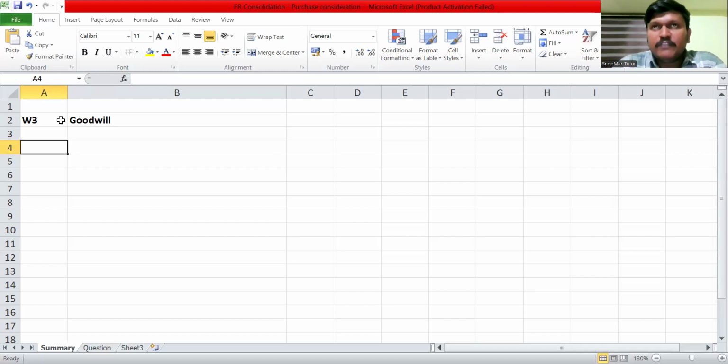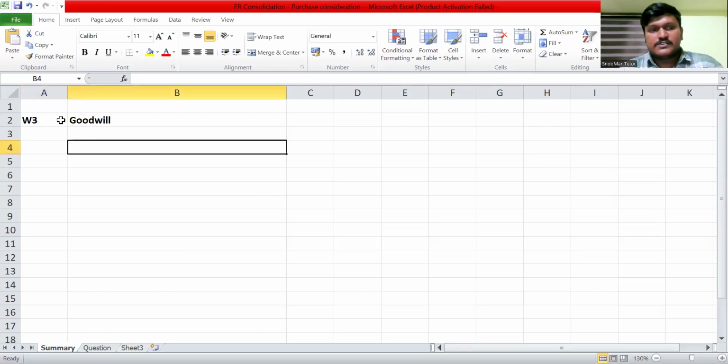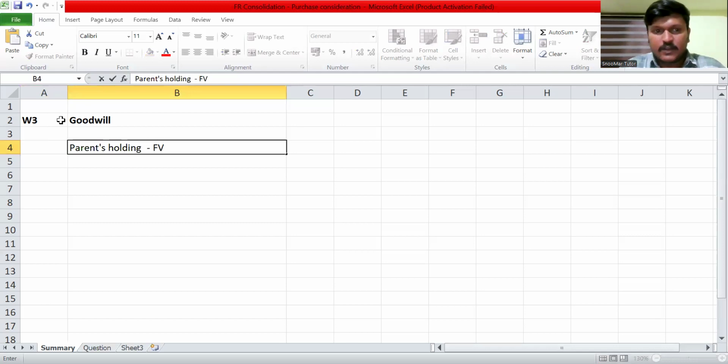But in order to quantify this goodwill, we need to see that we are acquiring a particular company, because internally generated goodwill cannot be recognized as per IFRS 3 Business Combinations. So as per this, let's see what the calculation is. We first have to do the parent's holding. Normally this will be calculated at fair value. Parent's holding at fair value you need to calculate.